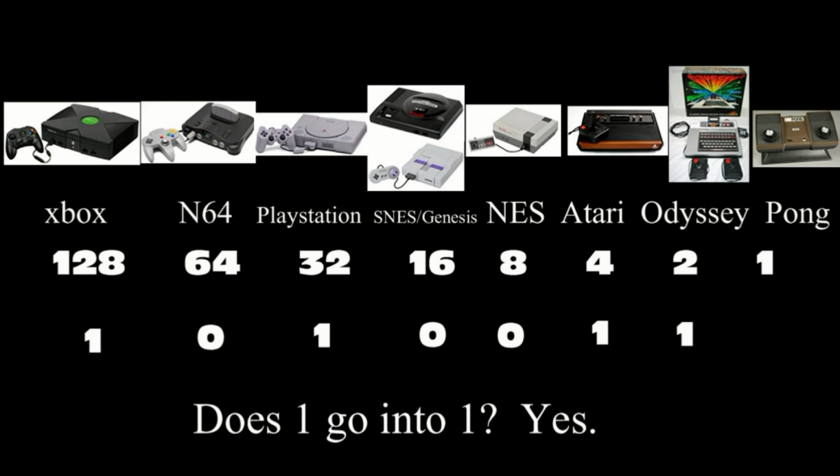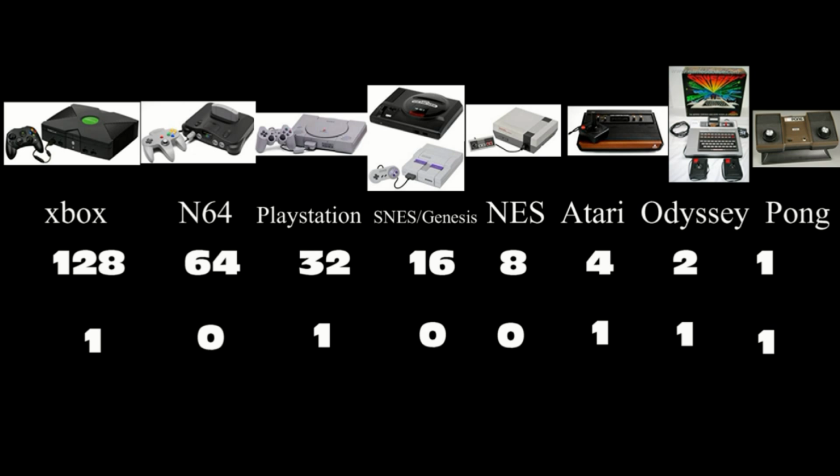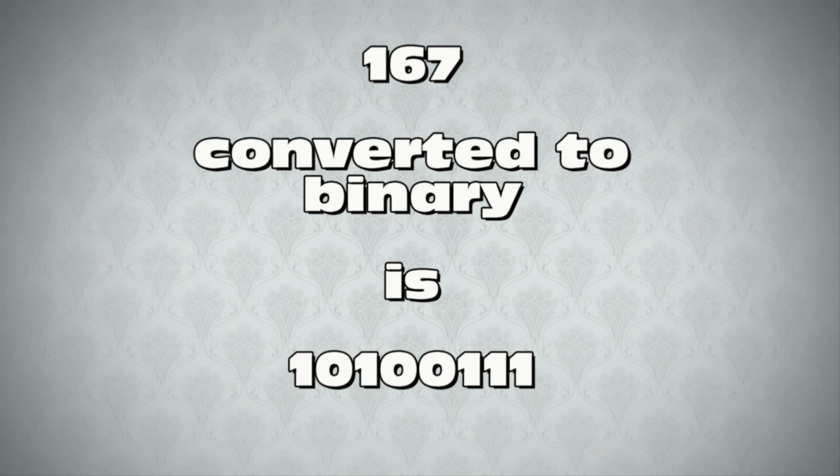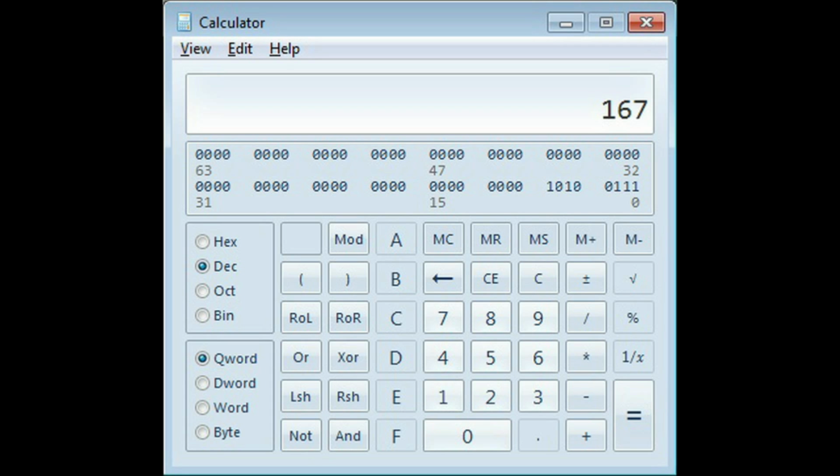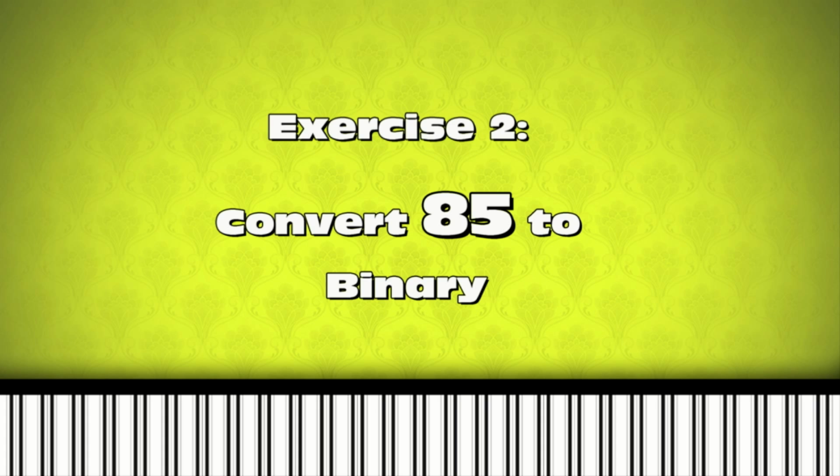And then does 1 go into 1? Yes, so we put down 1 for yes. And our problem is solved. And we are saying that 167, a decimal number, converted to binary, is 10100111. And then to check our work, we could use the built-in calculator in Windows and switch it to programmer mode and type in 167, switch it to binary, and you'll get 10100111.